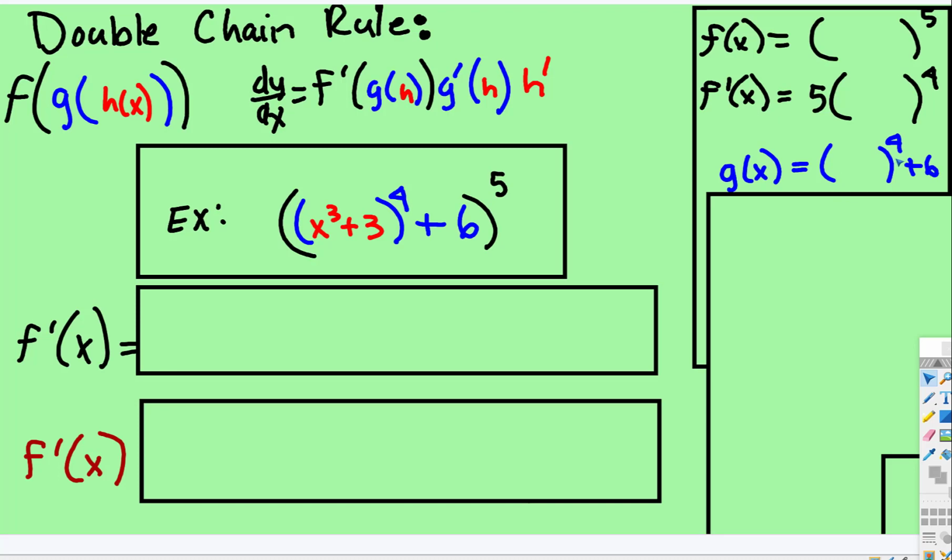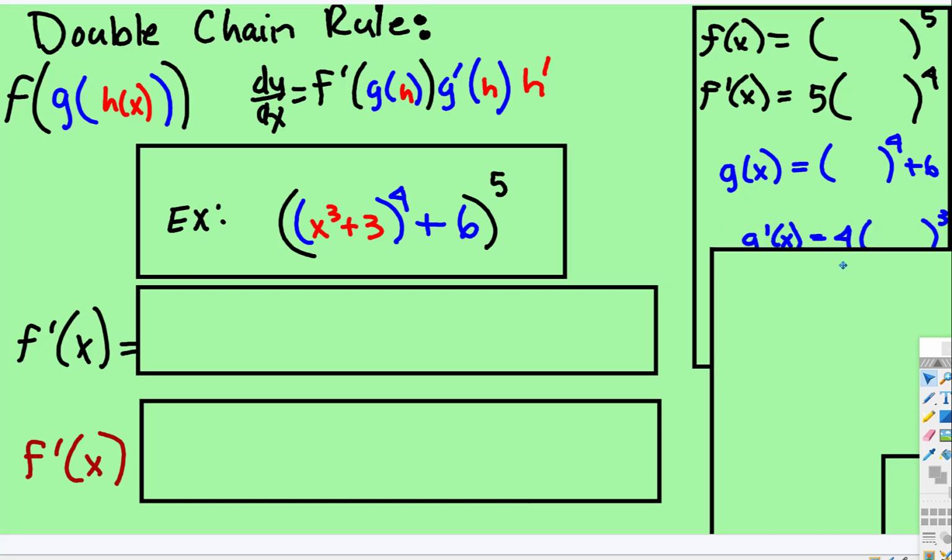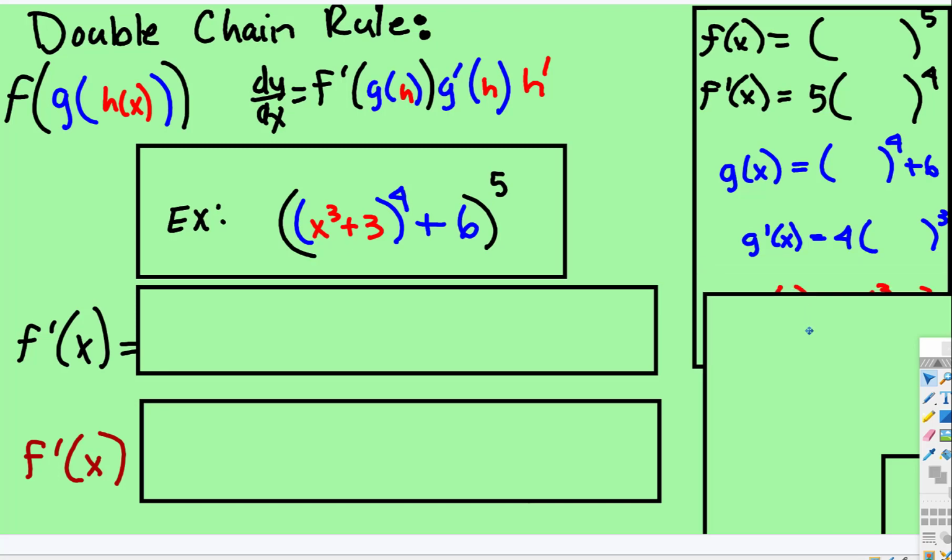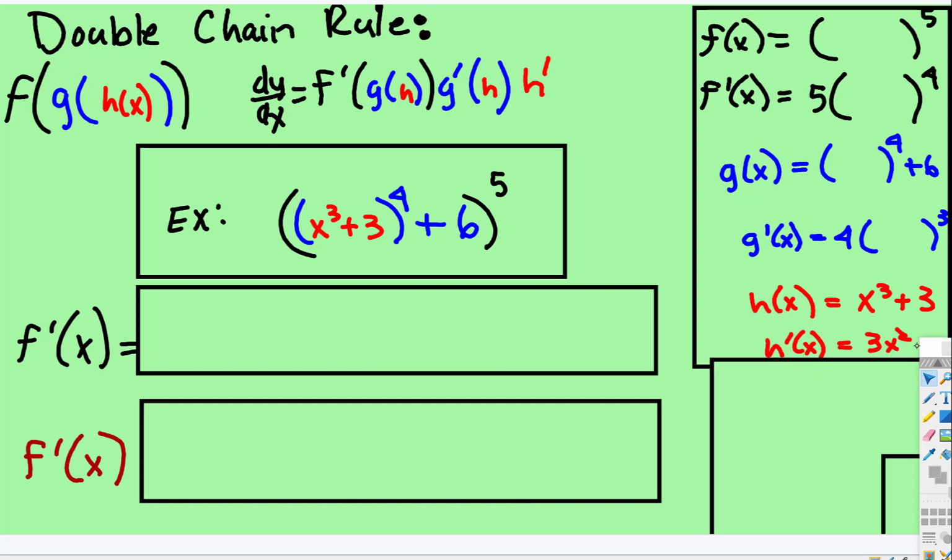So when we take the derivative of the g, the derivative of a constant is 0, so that'll cancel. But the derivative of stuff to the fourth is 4 stuff to the third. And then finally, we have the actual stuff. We have x cubed plus 3, that's our h function, and the derivative of that is 3x squared. So we're going to put all that together.